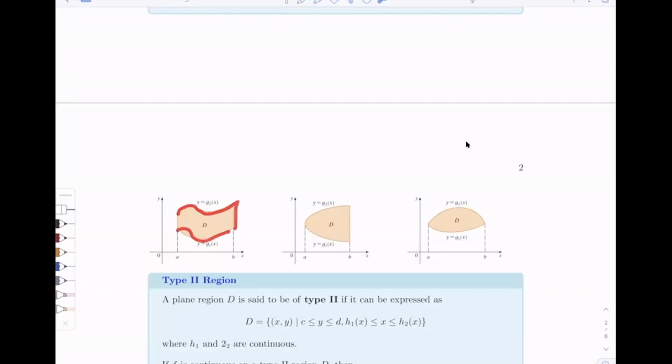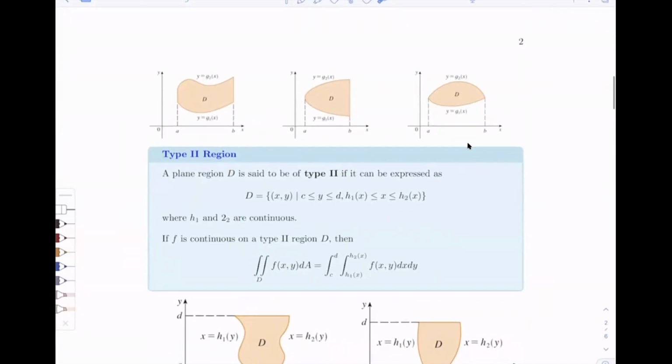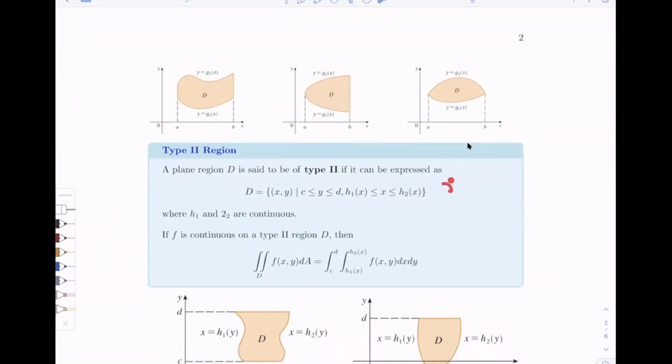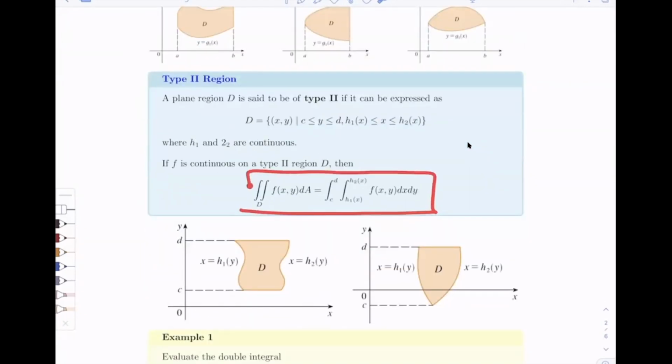Those are examples of type 1 region. You see that it lies between two continuous functions. Your x is between two numbers and y is between two continuous functions. Here is the same, and same for here. For type 2 region, remember that your function is like x equals something in y, so it's a function of y. That is why your y is between two numbers and your x is in between two continuous functions. If you have that, this is how you compute it. And those are examples of type 2 region.